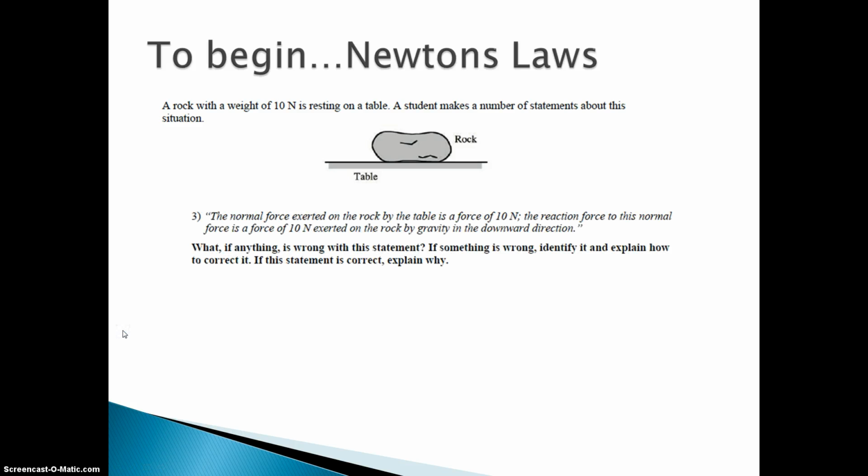Statement 3. The normal force exerted on the rock by the table is 10 newtons. The opposite of that is the 10 newtons down by gravity. Well, obviously, no, gravity can't make a force, so that's false. Plus, if the normal force is the table on the rock, the opposite force of that must be the rock on the table.